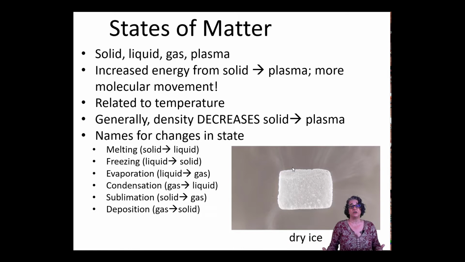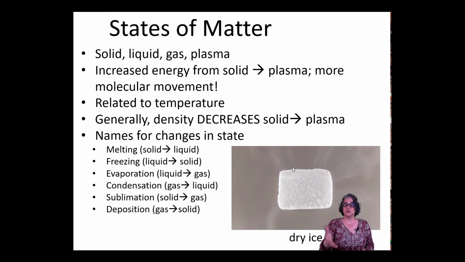As I mentioned, the state that matter is in is related to how much energy the molecules have. Usually this is related to temperature. As things get colder, the molecules slow down and they solidify. As you get warmer, the molecules start moving around more and you go from liquid to gas to plasma state. In general, as this happens, density will decrease as you increase temperature and go from a solid to a liquid to a gas phase. This is true for nearly everything with the exception of water, which we'll talk about in just a minute.